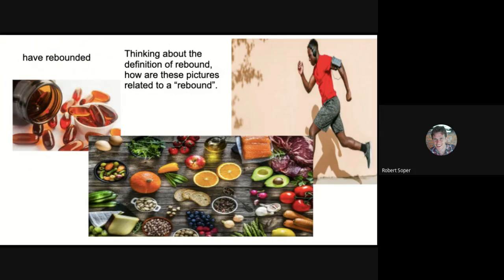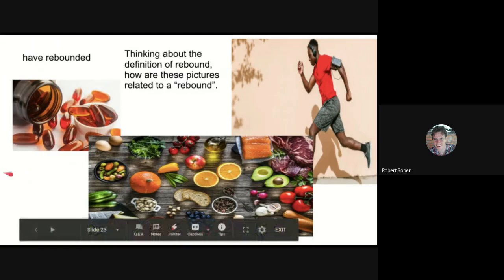So, in a physical sense, you can rebound a ball. So, let's say this little red dot is a ball. This over here is a wall. And I throw it up here and it goes boing. That's the kind of bounce back. You could say it rebounded from the wall. So, rebounded means to bounce back.